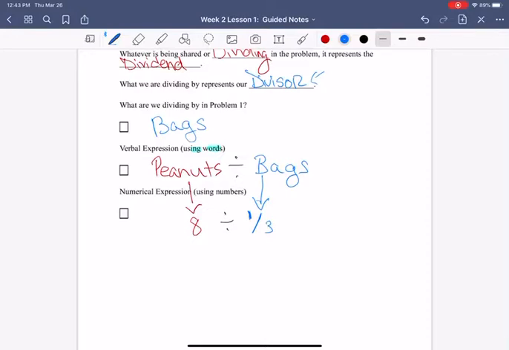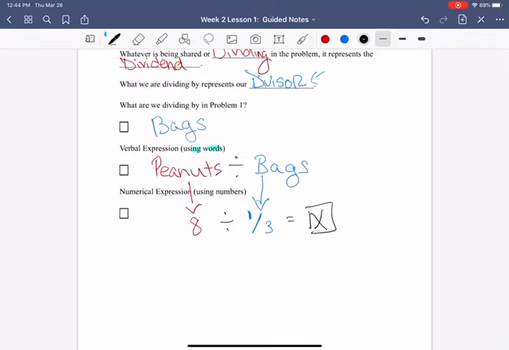So we've read through the problem, and we read to identify what our dividend and our divisor was. Then we created a verbal expression, and then we used that verbal expression to identify the numbers associated with our dividend and divisor, and we translated it into a numerical expression. That's all we're doing today, guys. We are not going to be evaluating for the answer.